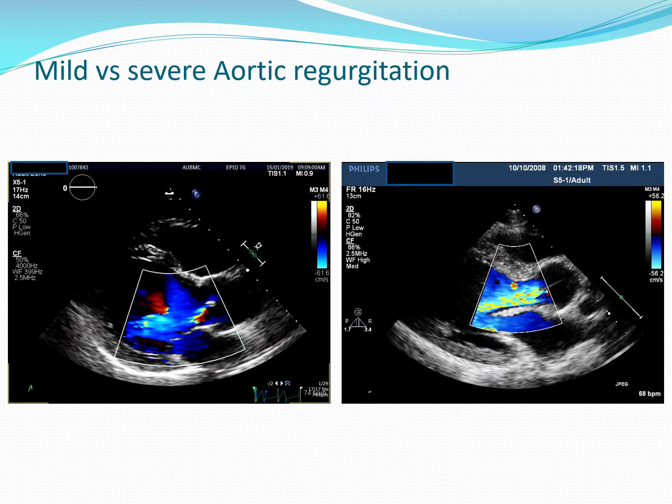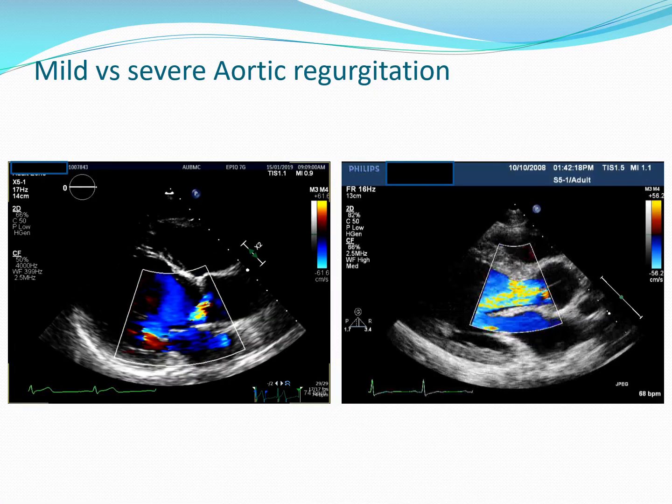Examples of this condition would be here in this echo, showing mild and moderate or severe aortic regurgitation. Mild regurgitation is obviously on the left. And this is what you call color flow Doppler. This is how we image it in the echocardiography lab. And on the right side, you have a very wide jet in diastole filling the left ventricular outflow tract of severe aortic regurgitation.